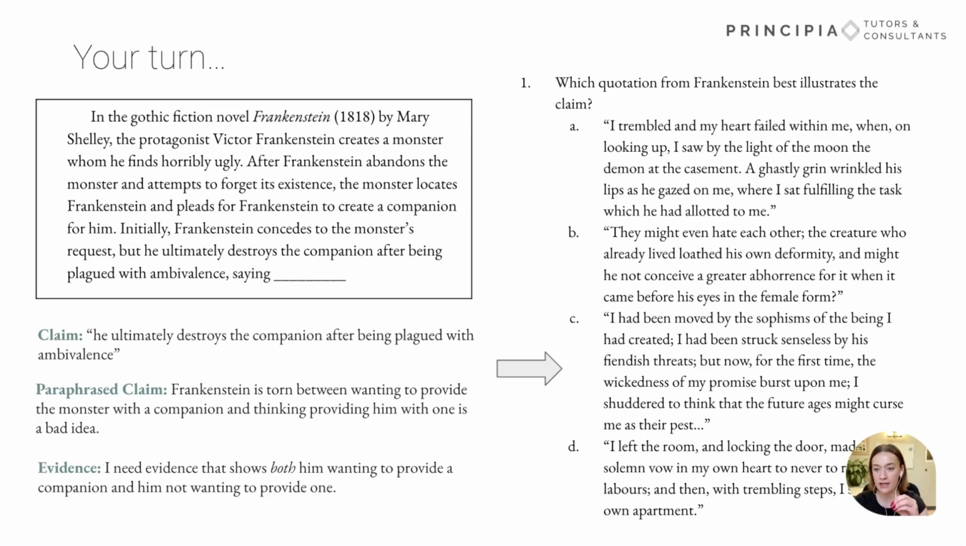So the wording here that really makes this correct is we have, I had been moved by the sophisms of the being I created. I had been struck senseless by his fiendish threats, but now. So whenever we see a word like but or however, we're having a pretty big shift. So we want to notice that. For the first time, the wickedness of my promise burst upon me. I shudder to think that the future ages might curse me as their past. So that's specifically saying the monster had tricked me sort of into believing that this might be a good idea, but now I've realized it's a bad idea. So that's showing that ambivalence element that we need to prove this claim. So C is going to be correct.